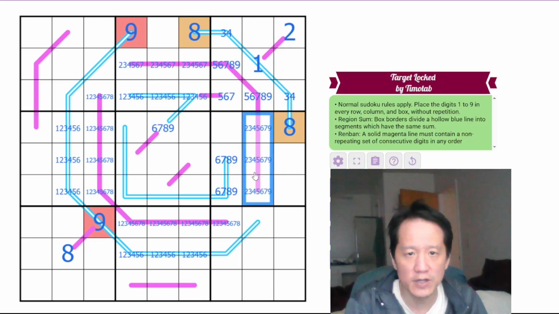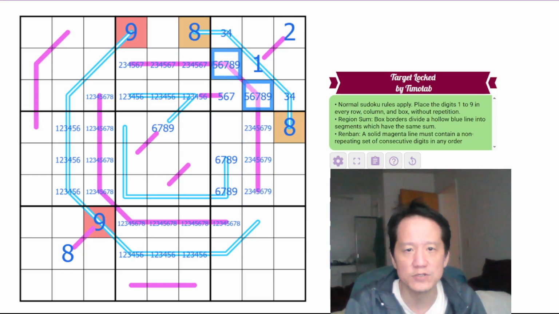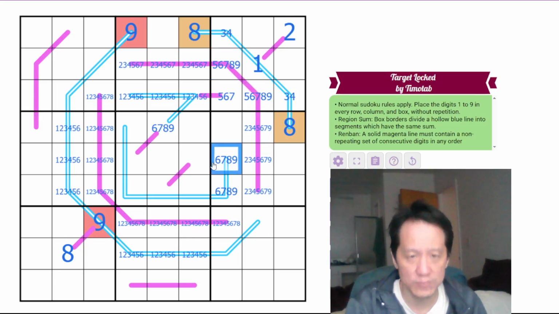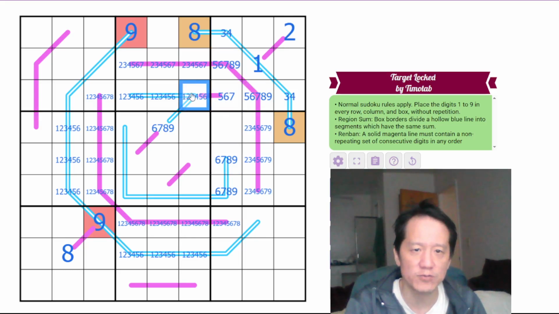This can't be 8 here. 8 has to be one of these two digits. Also, well, we don't know about 9. This is 5, 6, or 7, which is only consecutive with 4, 5, and 6.